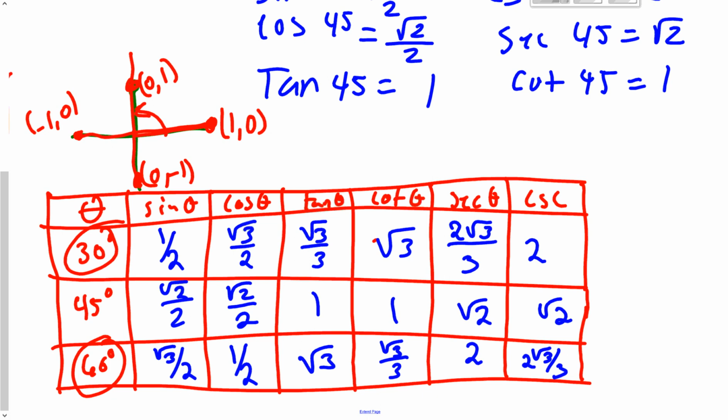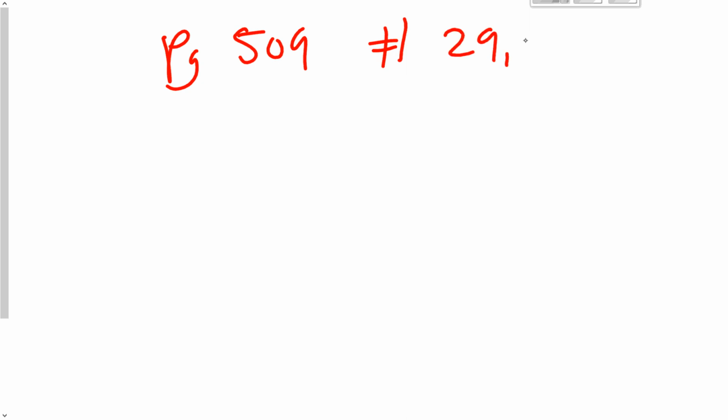Okay, so let's go ahead and practice a few problems here. These problems you can find on page 509, and these are numbers 29, 31, and 33. So we'll go ahead and do these ones, and you can use that chart there to do them. On page 509, if you look at number 29, we'll start there.